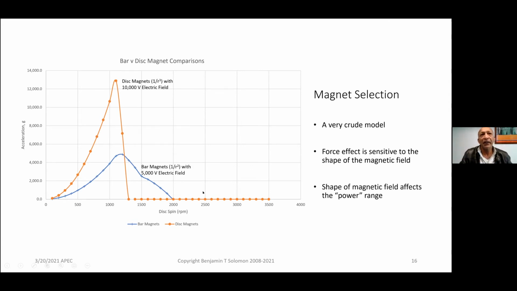So if you're running at 3,000 RPMs, for the fields we have shown and for the physical size of the device, you're not going to see anything. And you think that as a result the device doesn't work, that there's no such thing as gravity modification or anti-gravity or whatever you want to call it.